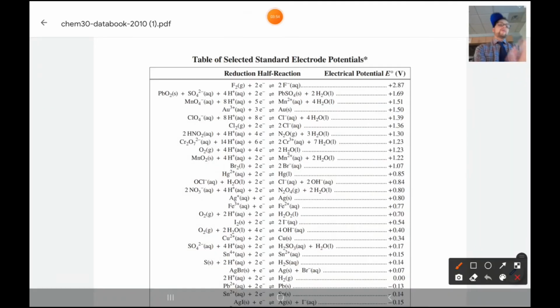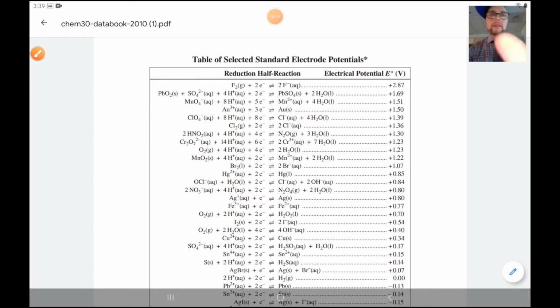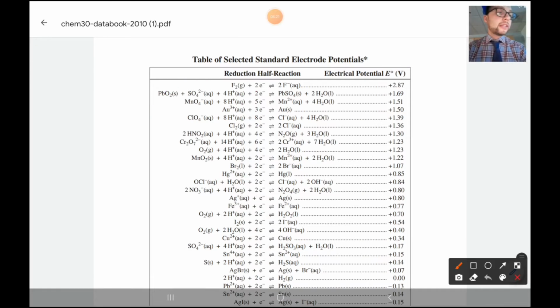What we're going to look at here is a couple of things. First, we have what we call the reduction half reaction. And when we read anything on the left-hand side, so this whole area, these are all reduction reactions. And we can see that because the electrons, no matter what one we're looking at, are always on the reactant side.